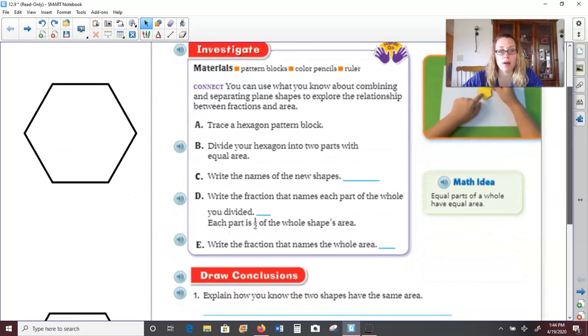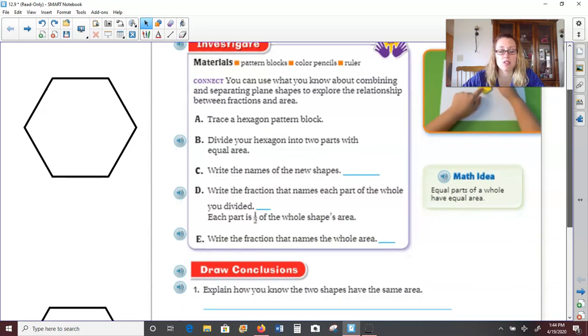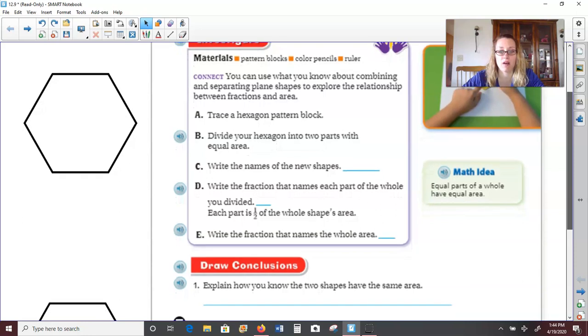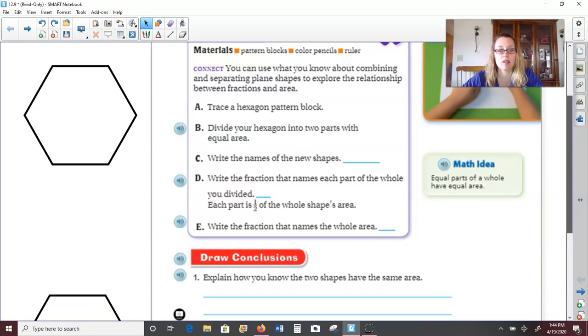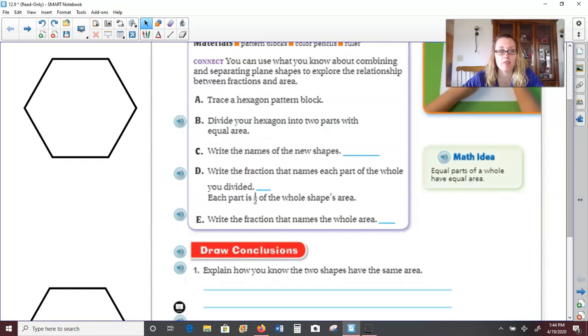The first part of lesson 9 wants us to investigate a hexagon. It says to trace a hexagon pattern block. Well, I don't have pattern blocks, and I'm sure you don't either. So just do your best to draw a hexagon off to the side in your book. I was able to use the hexagon shape tool here on my computer.